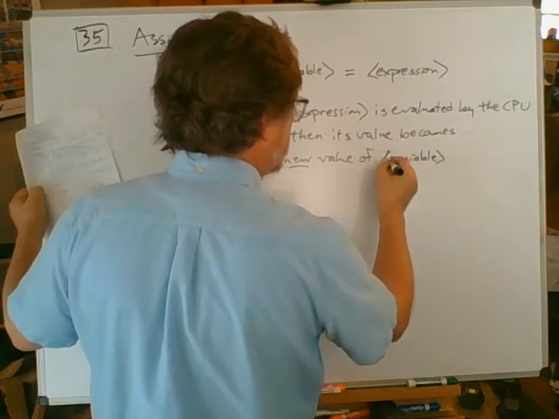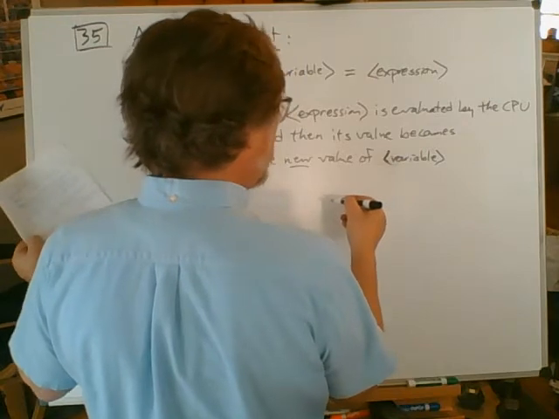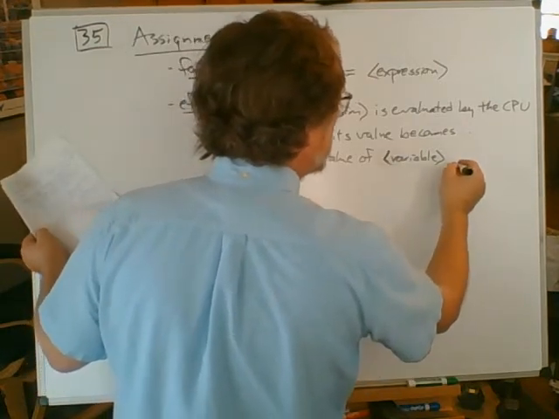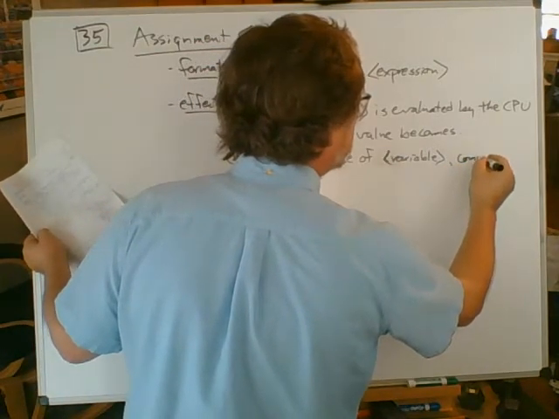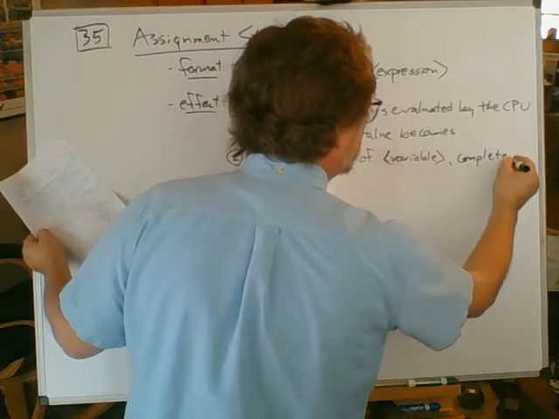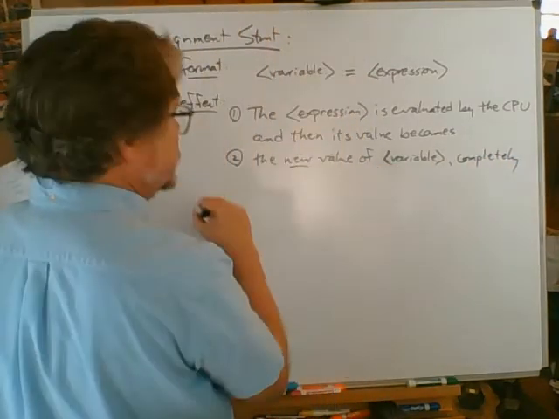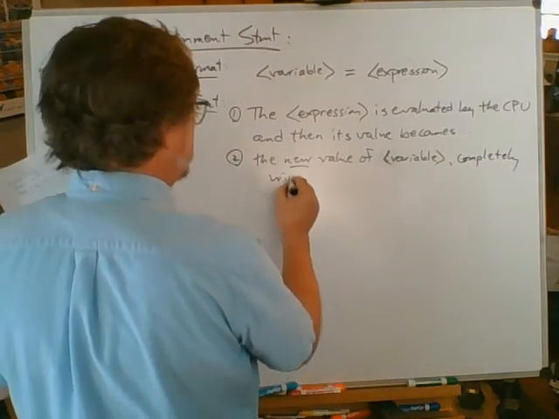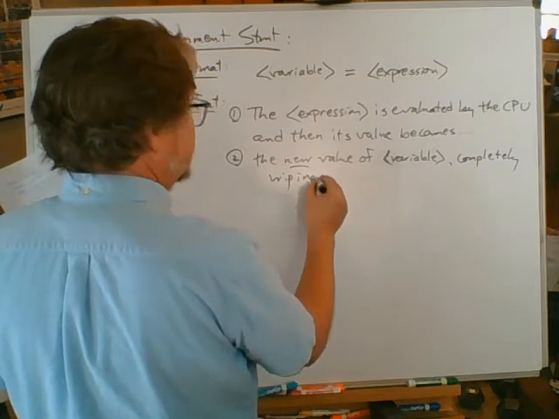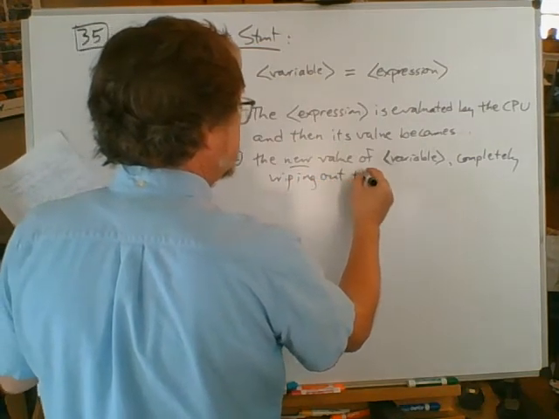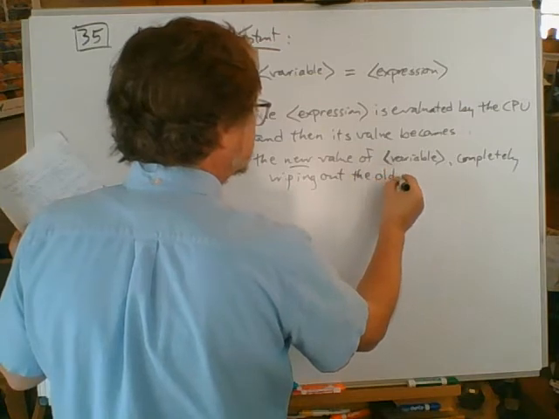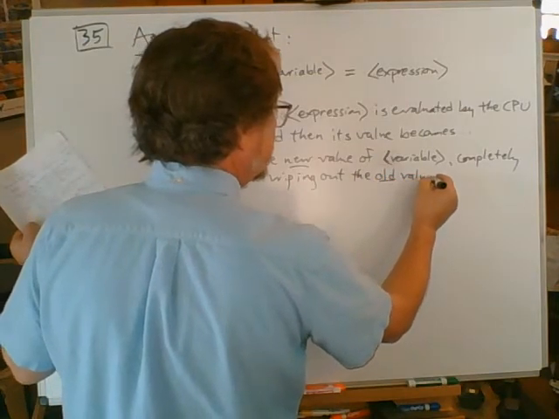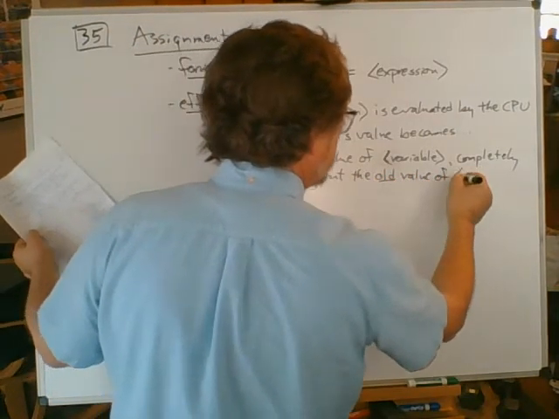It wasn't very pointy, was it? There, that's pointier. The new value of variable, comma, completely wiping out any old value that was there. It's gone forever. There's no way to get it back. Wiping out the old value of variable.